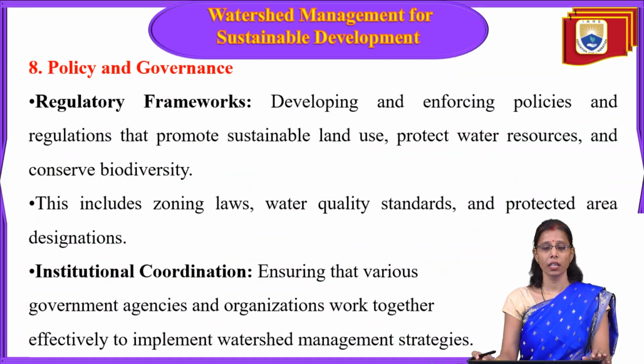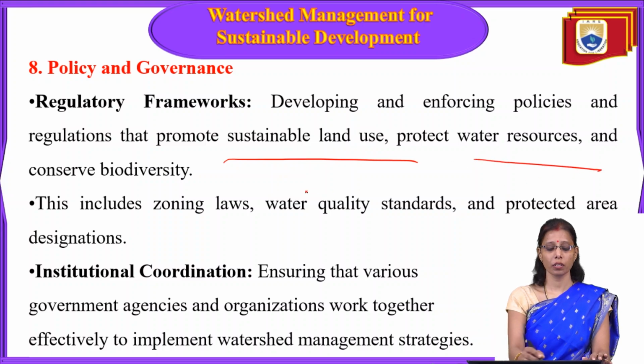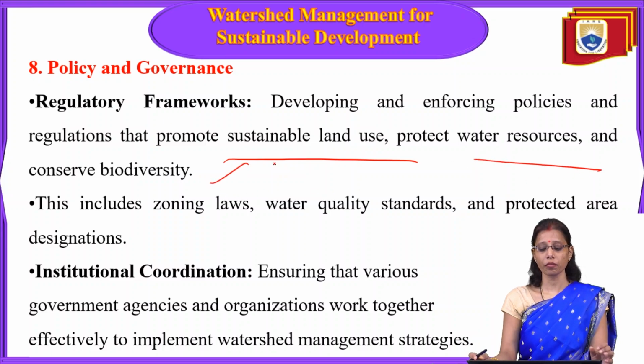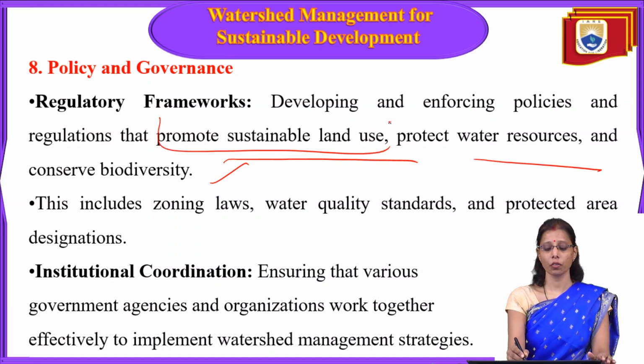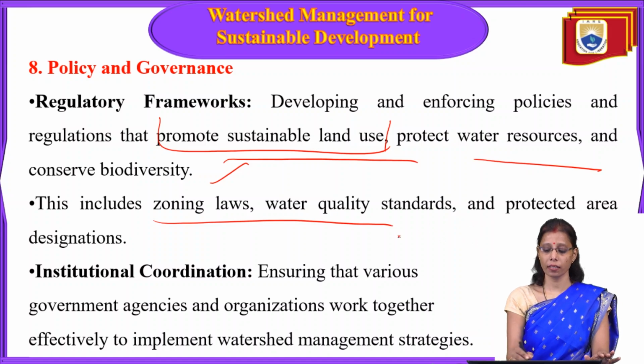Policy and governance. Regulatory frameworks: developing and enforcing policies and regulations that promote sustainable land use, protect water resources, and conserve biodiversity. If you follow the policies, rules, and regulations, they can protect the water resource and conserve biodiversity. This includes zoning laws, water quality standards, and protected area designations.